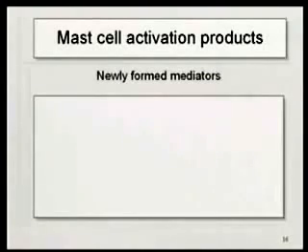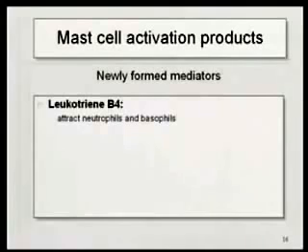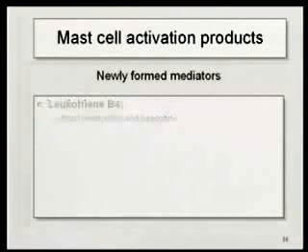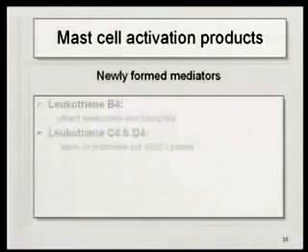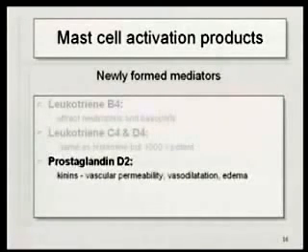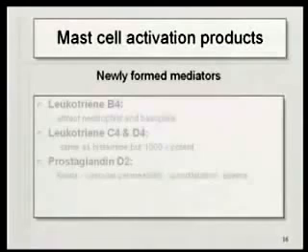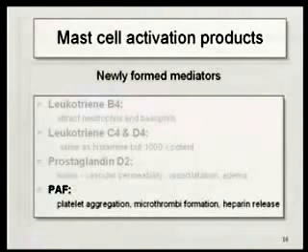Okay. Newly formed mediators, I already described before. Leukotriene B4 attracts neutrophils and basophils to the site. Leukotriene C4 and D4, same as histamine, but more potent. I already described that. So did I describe the prostaglandin D2 and PAF? And there's a table in your handout that summarizes all those. Okay, so that is how type 1 hypersensitivity occurs.